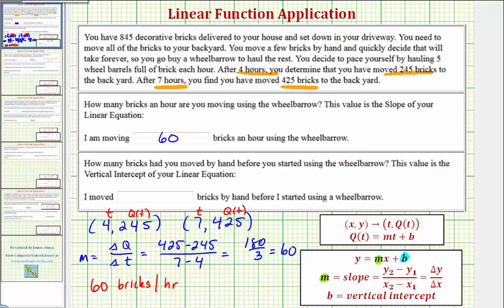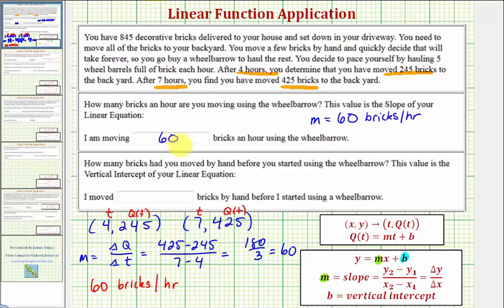And again, let's go ahead and record over here that we have m, the slope, equals 60, or if we want 60 bricks per hour. Now the second question asks, how many bricks had you moved by hand before you started using the wheelbarrow? This value is actually going to be the vertical intercept, often known as the y-intercept, of our linear equation. We'll find this algebraically in the next part, but let's try to find it logically.